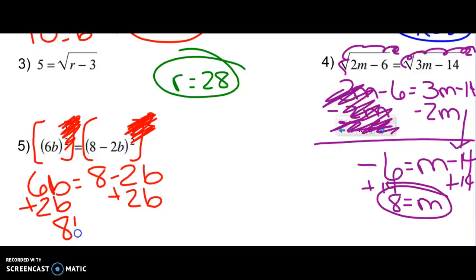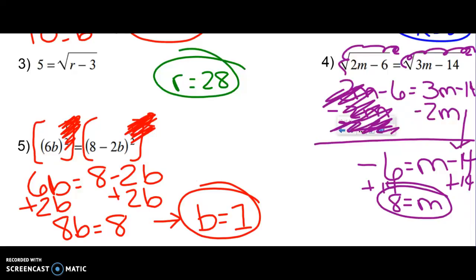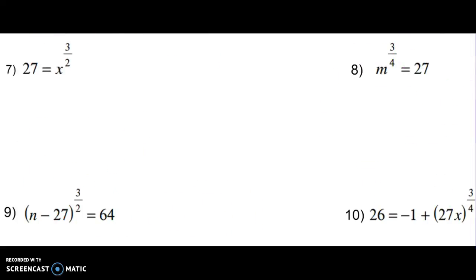And I get 8b is equal to 8. So if 8b is 8, we know that 1b is equal to 1. All right, let's go finish up to number 10. So I didn't have a number 6, so we start with number 7.